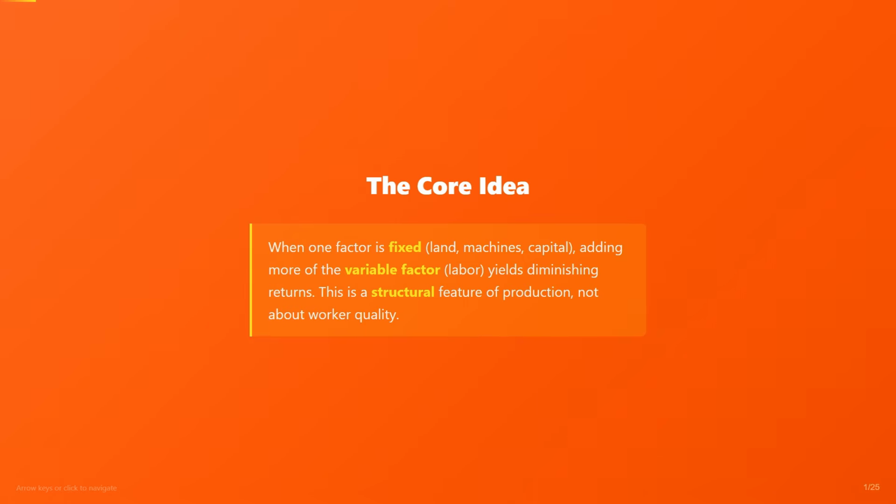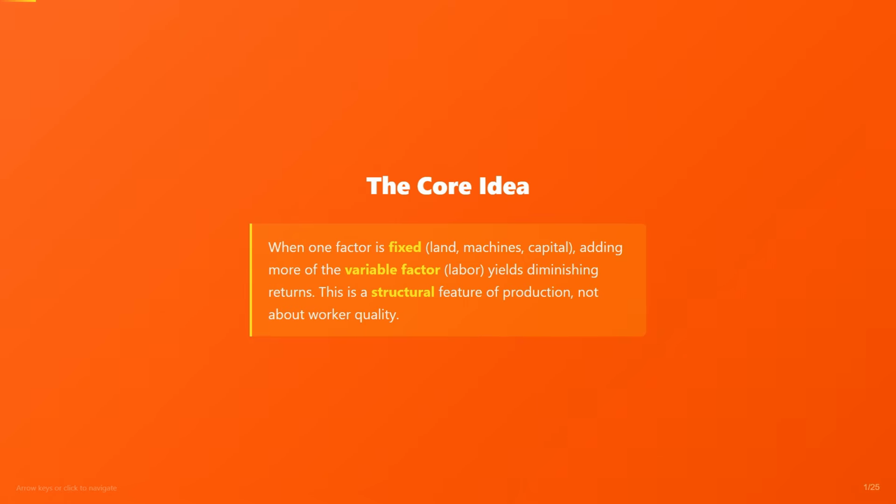The central idea is that when one factor of production is fixed, whether it's land, a machine, or any physical capital, adding more units of the variable factor, in our case workers, leads to diminishing marginal product. It's not about the quality of the workers, it's a structural feature of the production process.